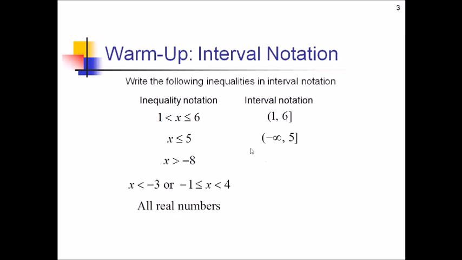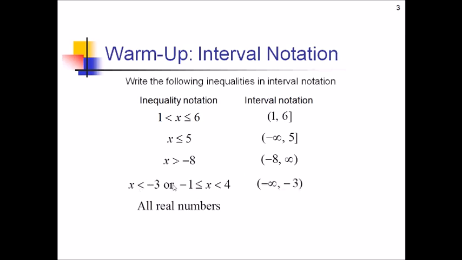Now for this next one, we want everything between negative 8, except for negative 8, and also we want to go right forever. So we're going to do negative 8, rounded parentheses for that, comma, and since we're going right forever, we're going to do positive infinity. For this one, we want everything to the left of negative 3, so that's going to be negative infinity, comma, negative 3, both rounded parentheses.